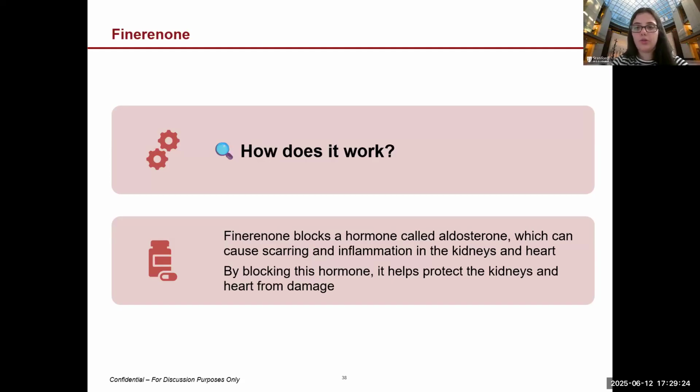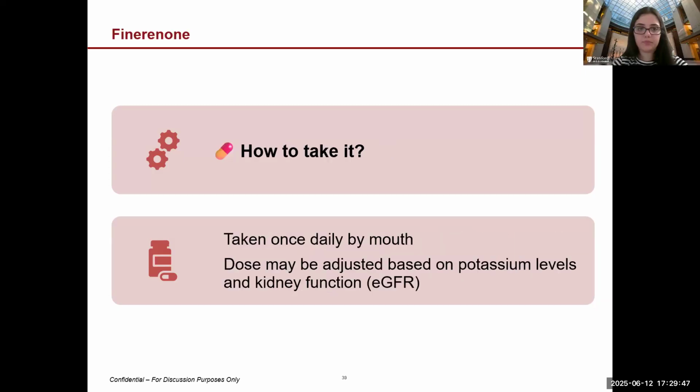Next, we'll talk about Finerenone, which is another adjunctive medication that is taken to protect your kidneys mainly. It blocks a hormone called aldosterone, which can cause scarring and inflammation in the kidneys and heart. So when blocking this hormone, it helps protect your kidneys and heart from future damage. This is usually a tablet medication. It's taken once a day. The dose might be adjusted based on your potassium levels and your kidney function.